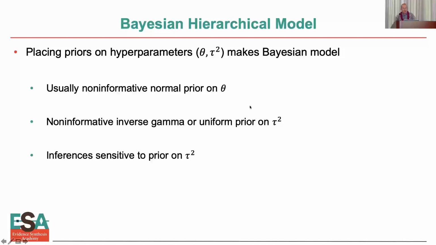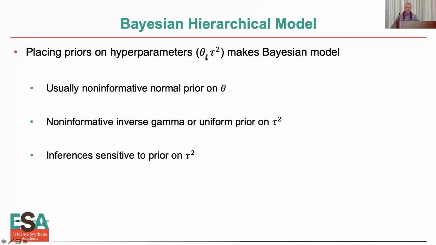Oftentimes what we'll do is, what do we know about theta? Well, we may not know anything to begin with. So we put what's called a flat or non-informative prior, meaning that theta can be anything. It's just a uniform distribution, anything between minus infinity and plus infinity. If it's a log odds ratio, it says that we don't know anything at all about it.